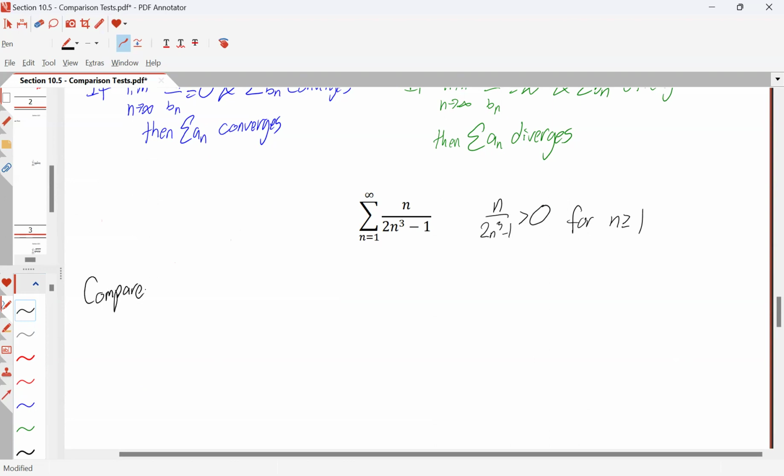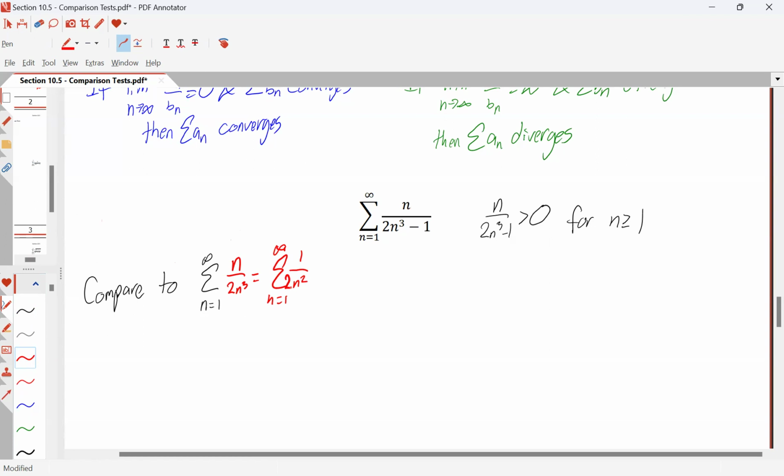Step 2 is to find what we want to compare to. And this is going to work incredibly similarly to the direct comparison test, where we say, I want to compare to overall, what does this sequence look like? Or what does this series look like? So n equals 1 to infinity. Picking out the big things, we have n, and we have a 2n cubed. Simplifying that down, n equals 1 to infinity is 1 over n squared.